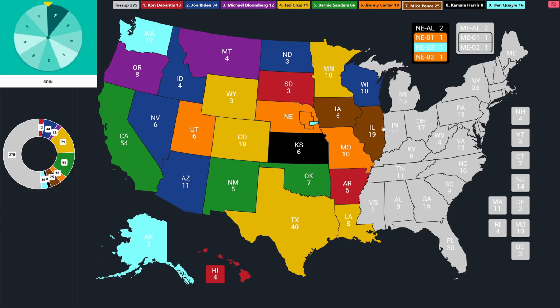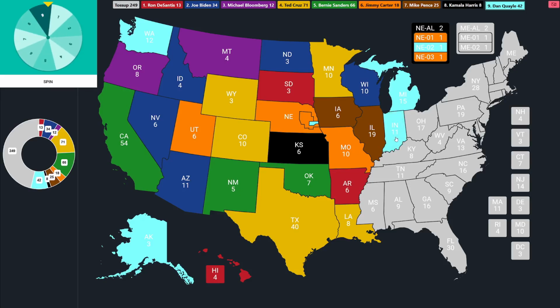Let's go deeper into the Rust Belt. We've got Michigan. 15 votes. Here comes the spin. It's number 9. That is going to Dan Quayle. The next state is Indiana. It's going to be the home state for Pence and Quayle. Let's do it. And we're looking at number 9, Quayle. He's picking up his home state.